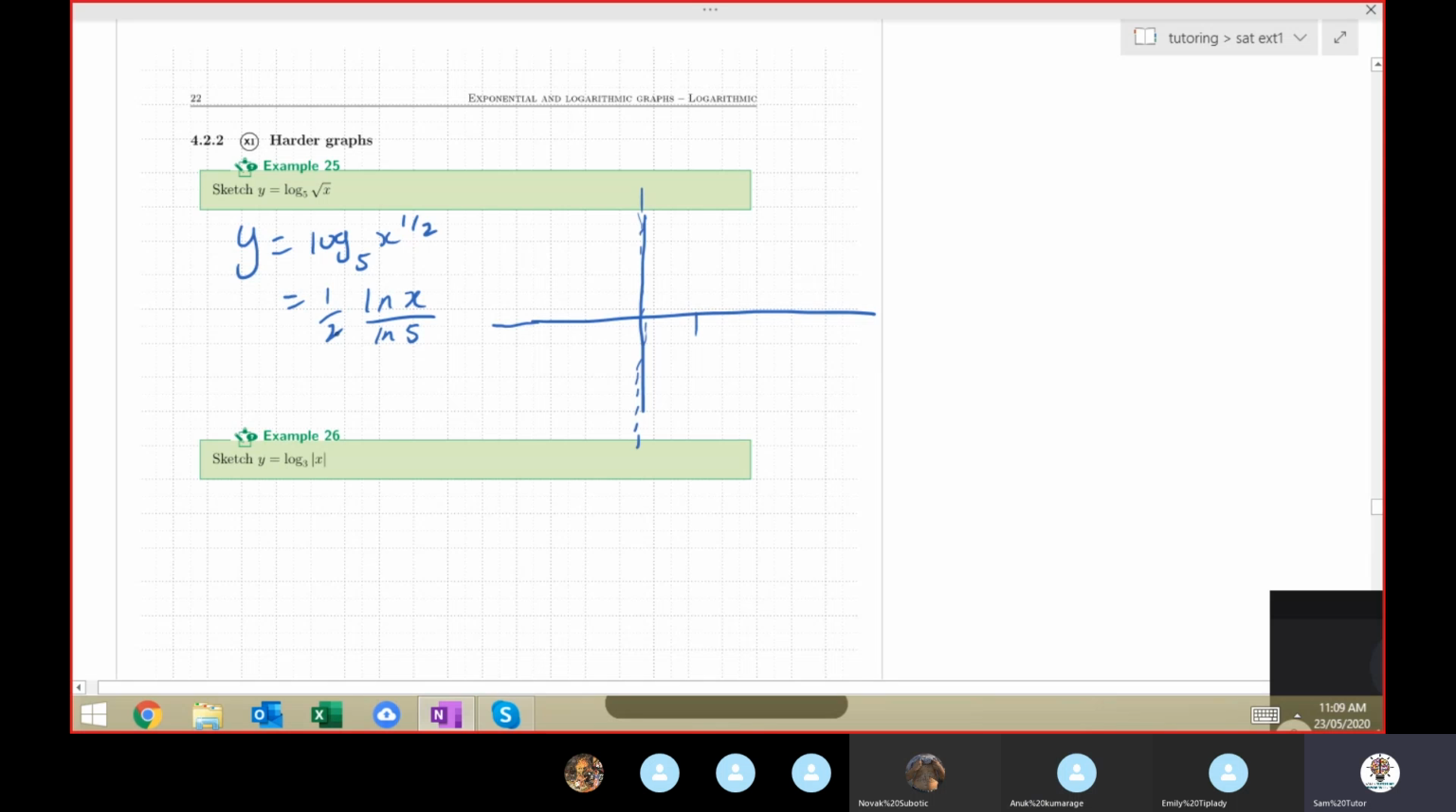And then 0 times 2 is 0. 0 times log 5 is 0. So you're just going to get 0 equals log x, exponential, yeah. And then x equals 1.